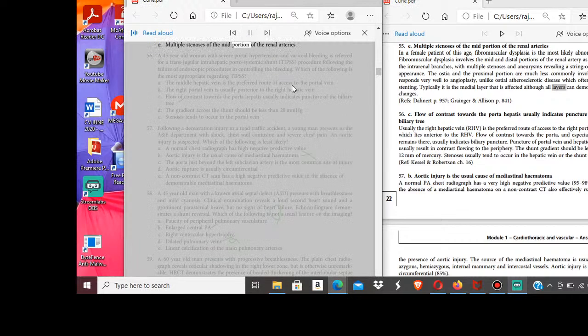E. Multiple stenoses of the mid-portion of the renal arteries. 56. A 45-year-old woman with severe portal hypertension and variceal bleeding is referred for a transjugular intrahepatic portosystemic shunt, TIPS, procedure following the failure of endoscopic procedures in controlling the bleeding. Which of the following is the most appropriate regarding TIPS?